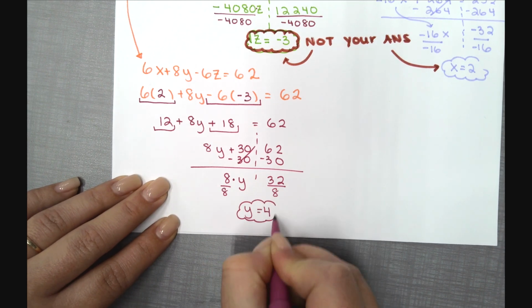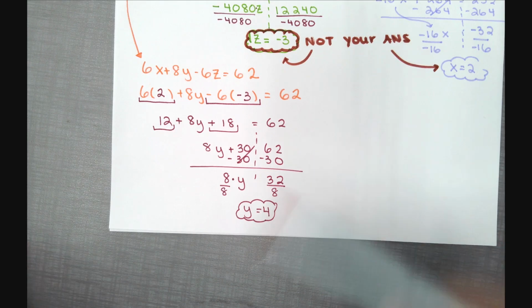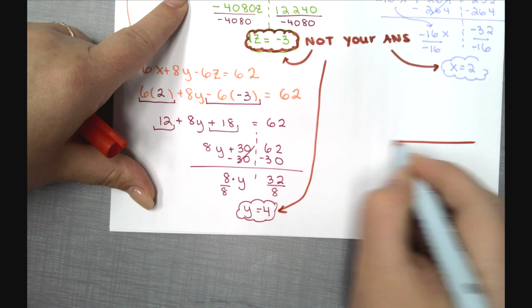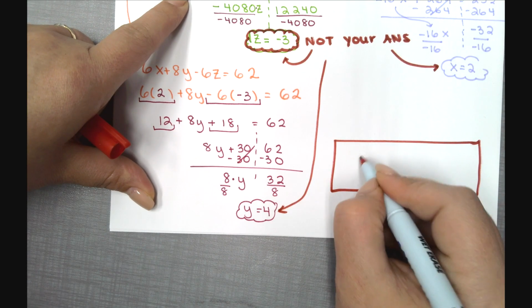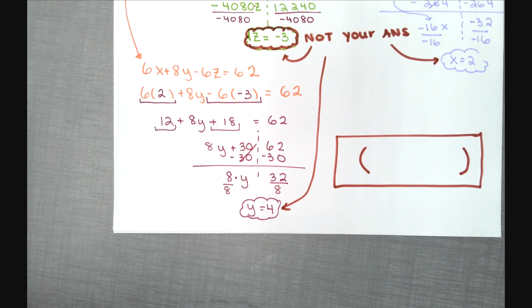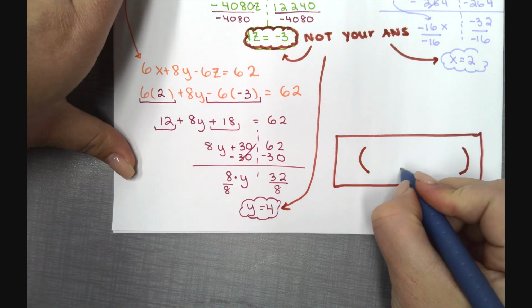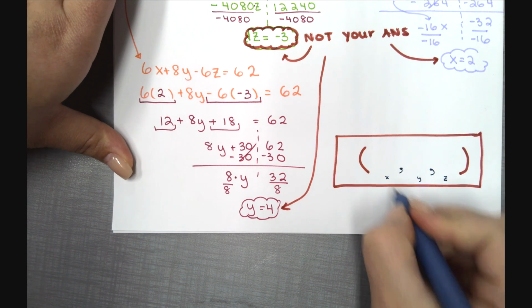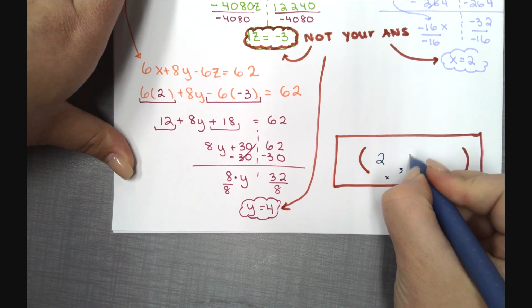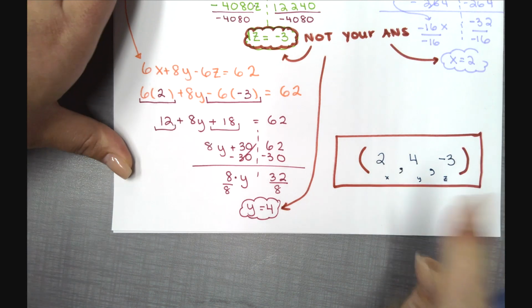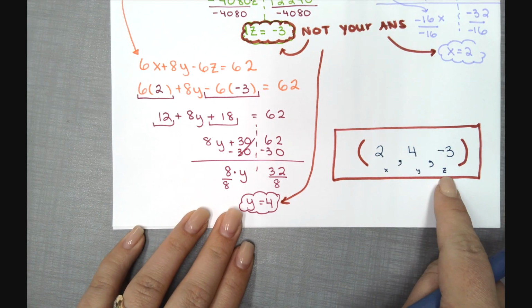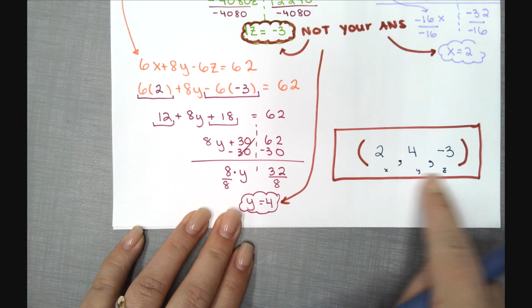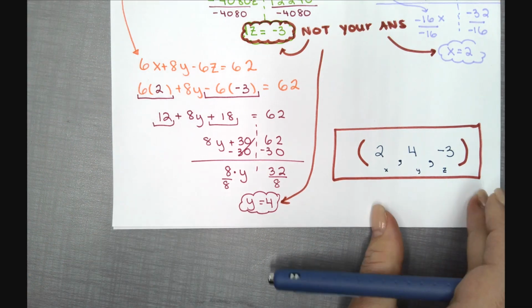Thinking bubble because this is not your answer. The answer is written in a very specific way. You first have to show that these numbers have a relationship. To show a relationship, you're going to do parentheses. Now that you have your parentheses, you're going to place your commas. Alphabetical order goes X, Y, then Z for our letters. X was 2, Y was 4, Z was negative 3. These little X, Y, and Z's down at the bottom are unnecessary. You don't need to do this. I am just showing you its order.